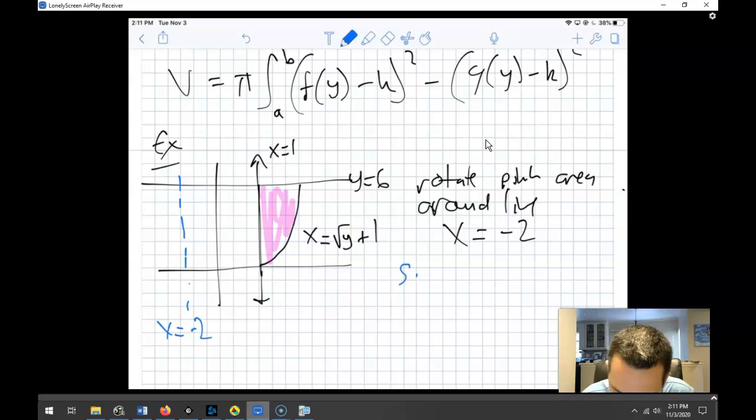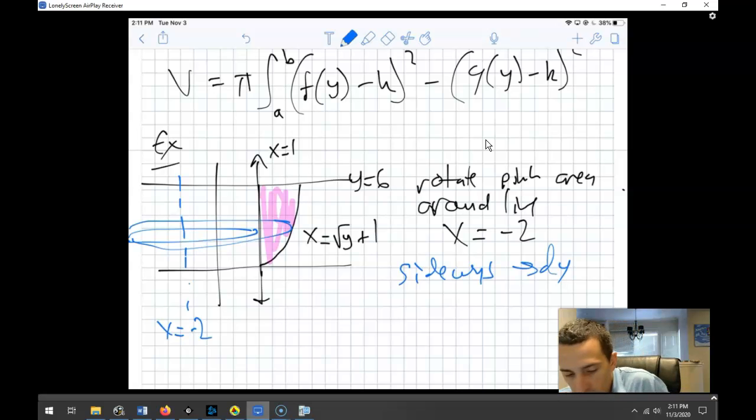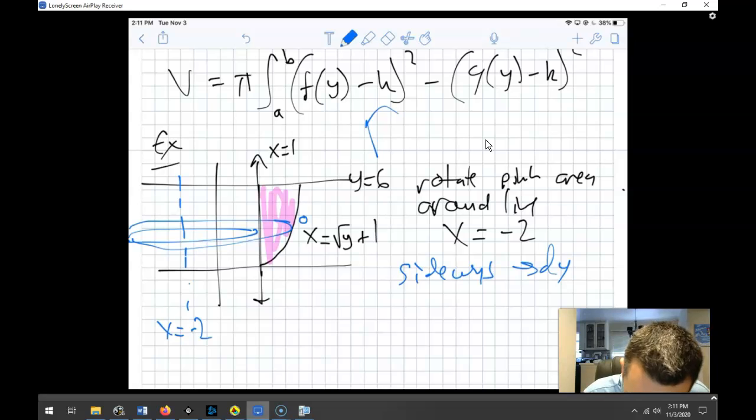And if we're going sideways, that's an indication that it's going to be dy. It's going to be in terms of y. We're going perpendicular to the y-axis. We're rotating around that way. Obviously, it goes further over to the left. Okay, so what I'm going to do here is just use this formula. So furthest away from the axis, my outer curve is coming from the root y plus 1. My inner one is coming from just the x equals 1.